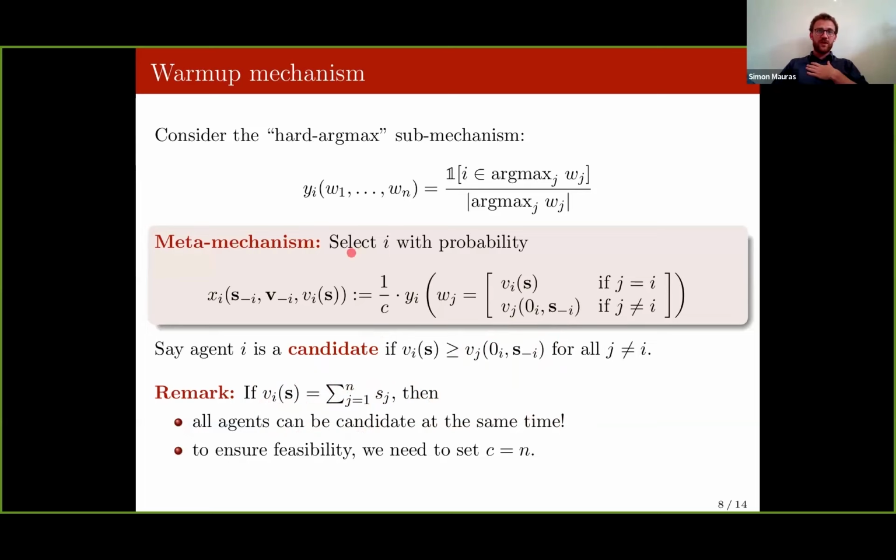Why? Because if you want this to be feasible, you want the sum of x_i's to be at most 1. And so you really need to set this constant c to be equal to n, which in turn, for another instance, means you cannot allocate anyone with a probability more than 1 over n, which gives you an n approximation. Not great. So we know how to do an approximation, but that's not good.